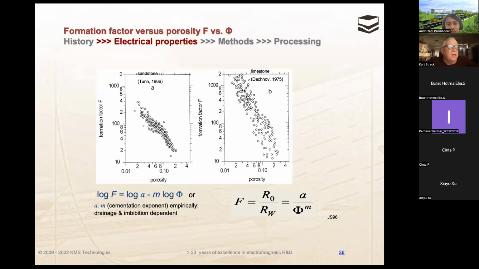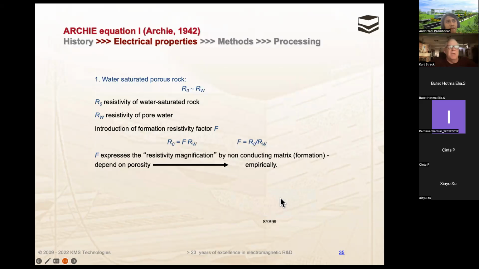And F can also be a proportionality constant divided by the porosity to the power m, where A and M are cementation factors, and they need to be derived empirically from graphs like this, which are measured. And then you get these. In most cases, they are 2. Some cases 1.9, certain reservoirs, but they don't change much within a reservoir.